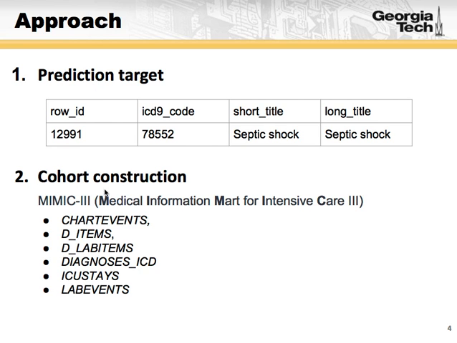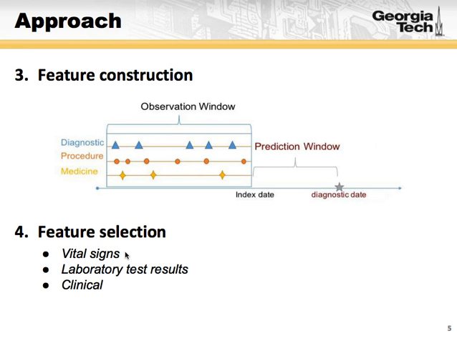In the cohort construction step, since we are using the MIMIC-III database, which comprises de-identified health-related data associated with patients who stayed in the ICU, we include all of them in our project. The tables relevant to our study are the 6 tables listed here. In the feature construction step, since we are using the ICD-9 code to define cases and controls, we cannot infer the onset of septic shock. The reason is that there are no timestamps associated with diagnosis in MIMIC-III.